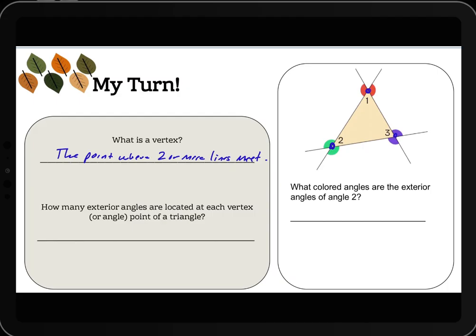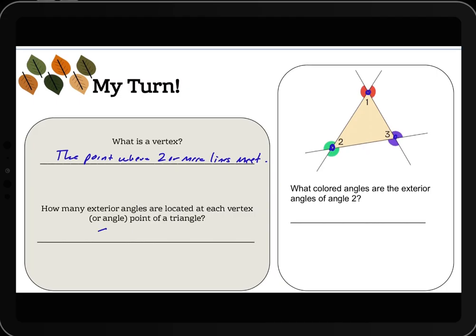And we can see here that there are two exterior angles, as I've said now, really for the third time. There's two exterior angles for each vertex or point of a triangle. And in this case, the exterior angles that belong to angle 2 would be the ones that are shaded in green. Remember, I'm going to highlight this in orange. Not an exterior angle. Not an exterior angle. Not an exterior angle. Those are not exterior angles at all.